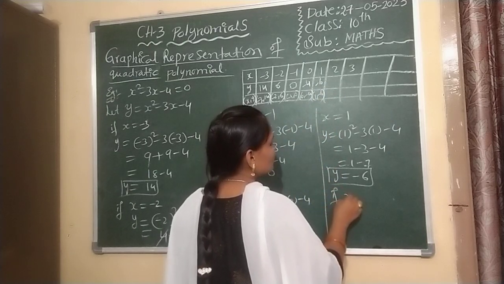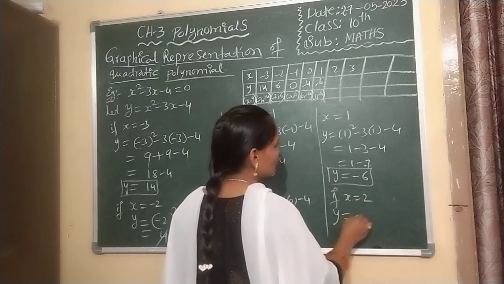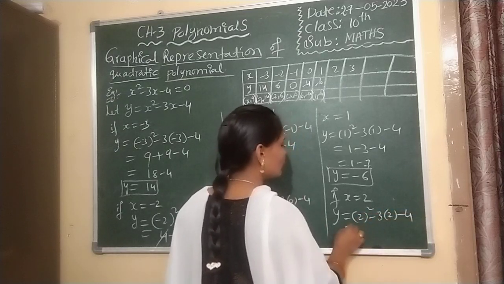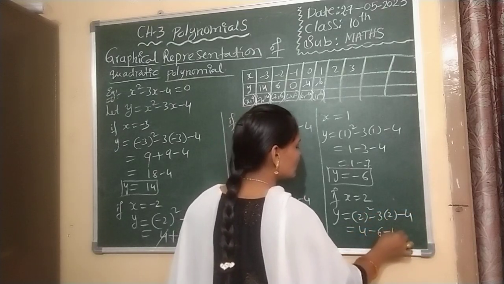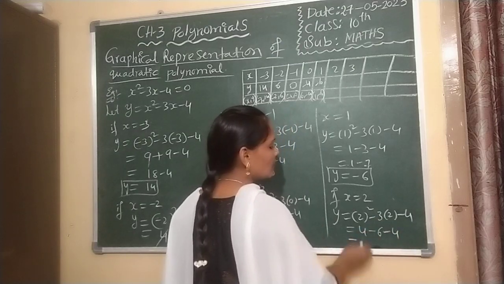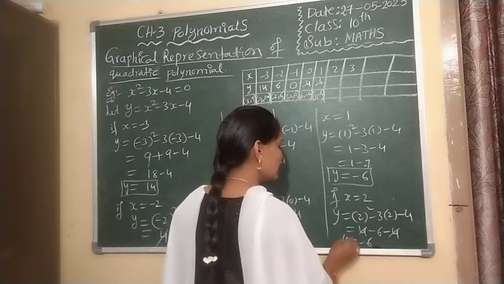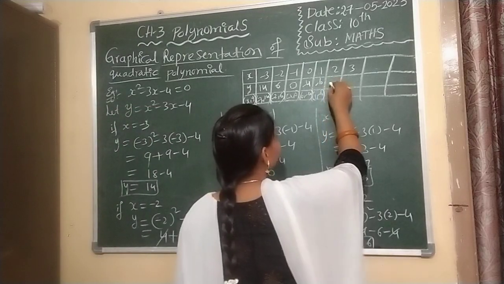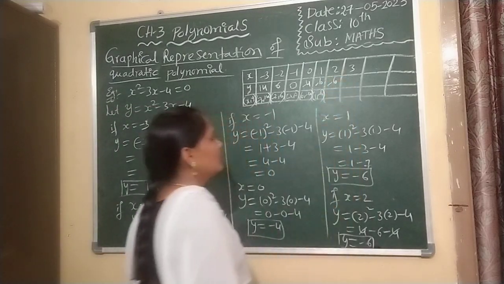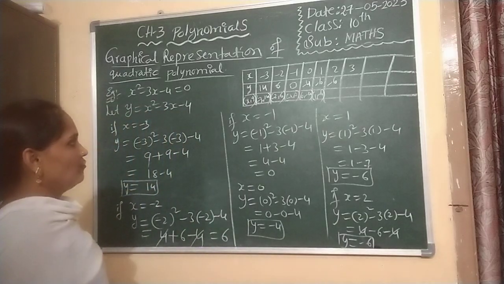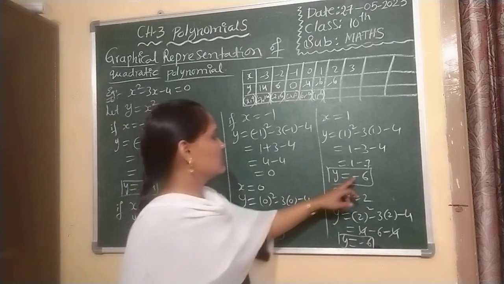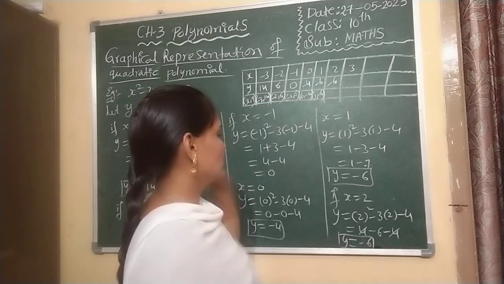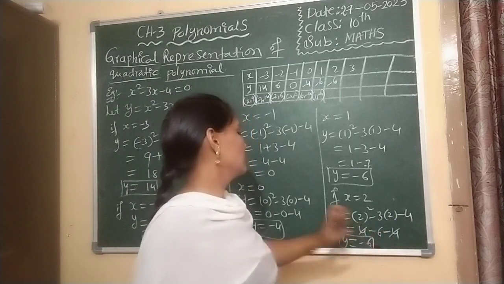Next, if x is equal to 2, y is equal to 2 squared minus 3 into 2 minus 4. That is 4 minus 6 minus 4. 3 twos are 6. Plus 4 minus 4 will get cancelled. So y is equal to minus 6. Here y is equal to minus 6. For 1 we got minus 6 only, and for 2 also we got minus 6 only. Yes sir? Minus 6.